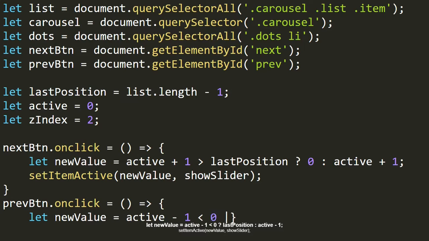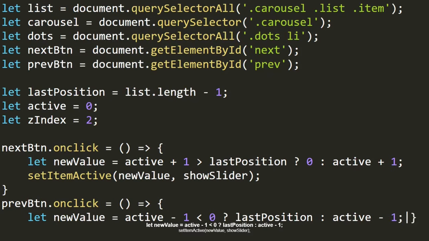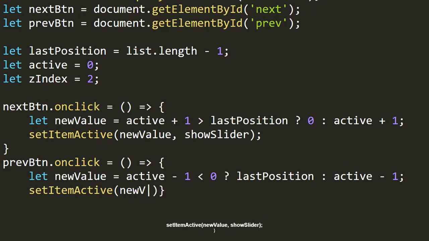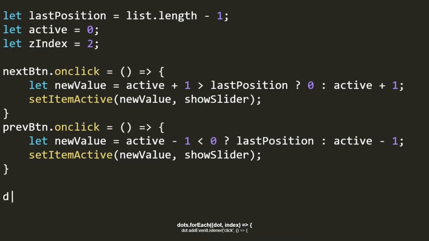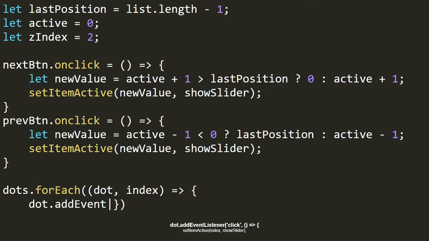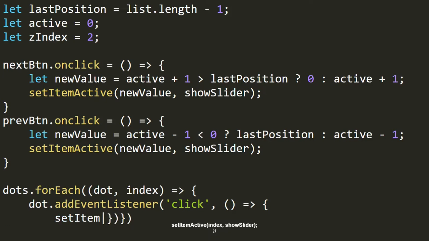Define the prev btn click event. Calculate the new value based on whether it is less than 0. Call the function setItemActive with new value, showSlider. Iterate through each dot and add a click event. Call the function setItemActive with index, showSlider active.